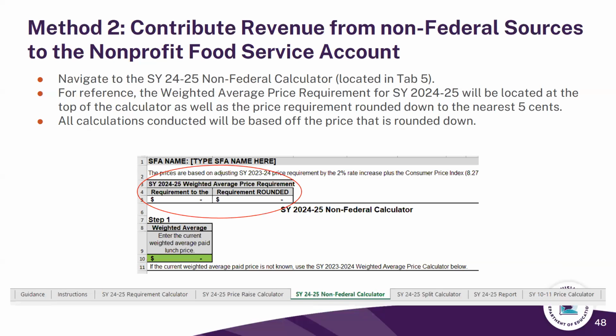Navigate to the school year 24-25 non-federal calculator located in tab 5. For reference, the weighted average price requirement for school year 24-25 will be located at the top of the calculator, as well as the price requirement rounded down to the nearest 5 cents. All calculations conducted will be based off the price that is unrounded, not the rounded down price.